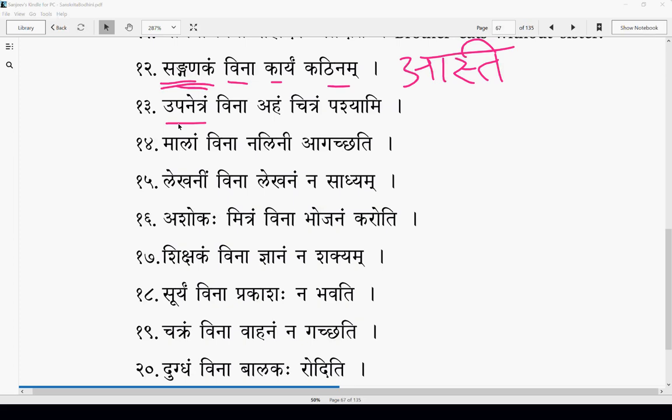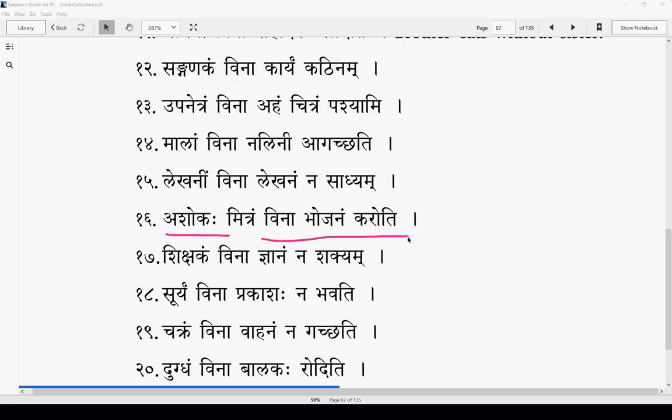Note that here. Shikshakam vina jnanam na shakyam. So what is the meaning? Not possible to have knowledge without the teacher. Literally, without the teacher, knowledge is not possible. Or understanding is not possible. Now, note that here the words are a little bit shuffled, right? Ashokaha mitram vina bhojanam karoti. Here the subject is coming first, mitram vina, then the object bhojanam karoti is coming.